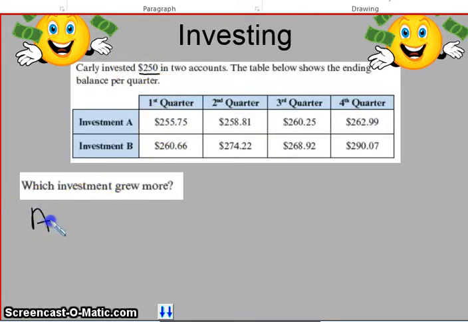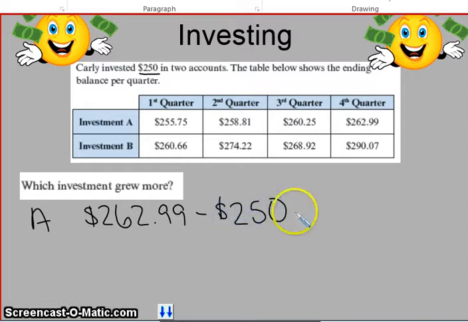So for account A, she ended up with $262.99. And we want to subtract what she started with, which is $250. $262.99 minus $250 gets us a total growth of $12.99.